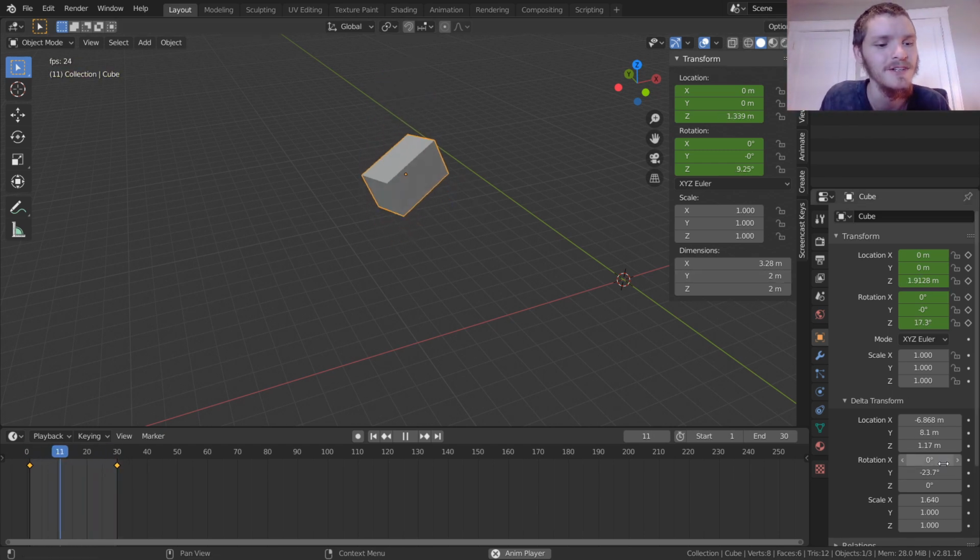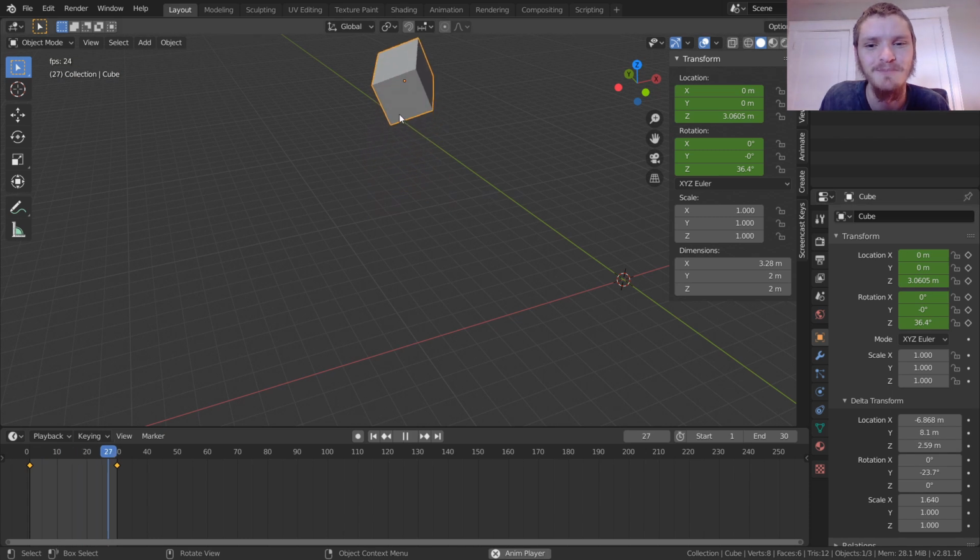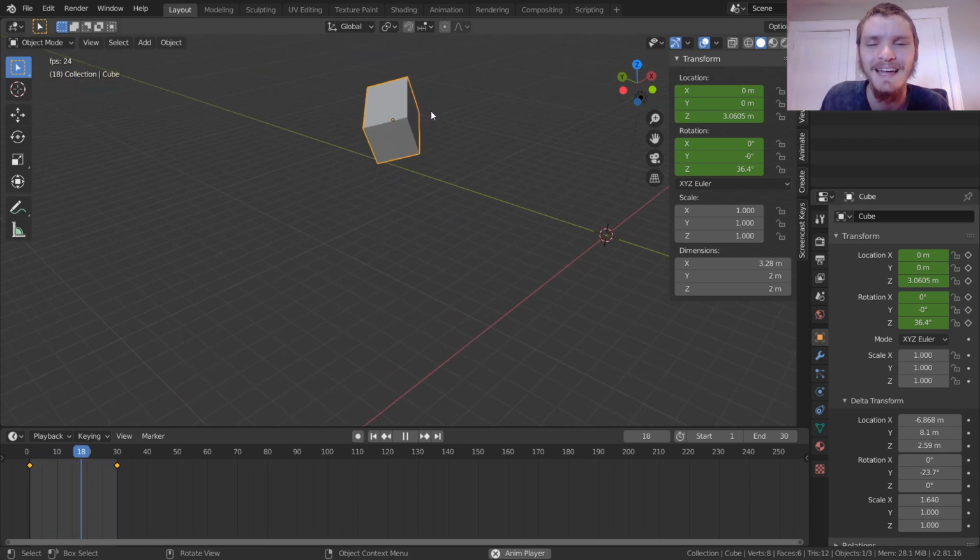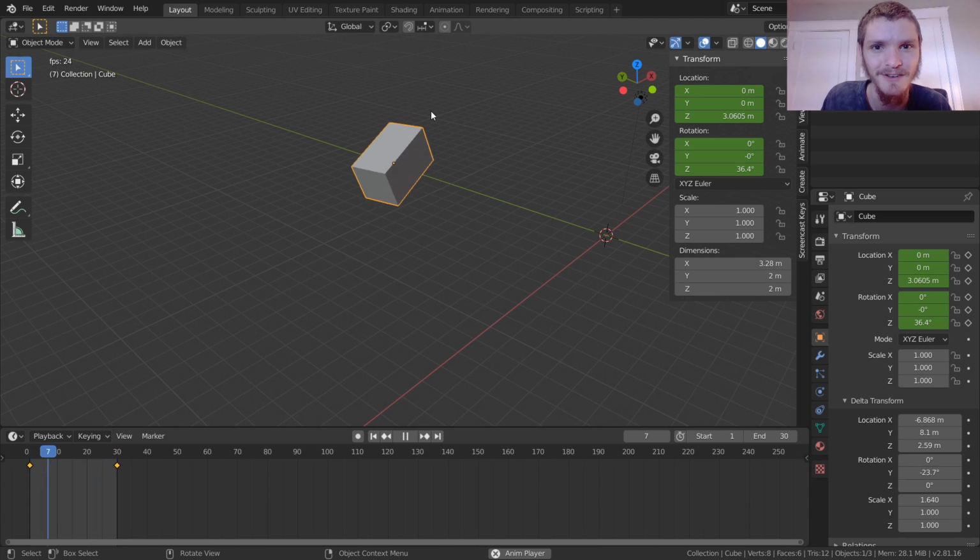So there you go, delta transform, Blender's biggest secret that there have been an embarrassing amount of questions about, but I thought it'd be important to talk about.